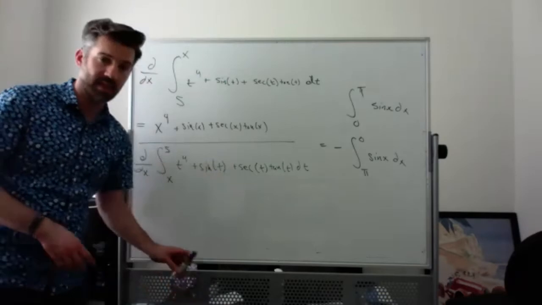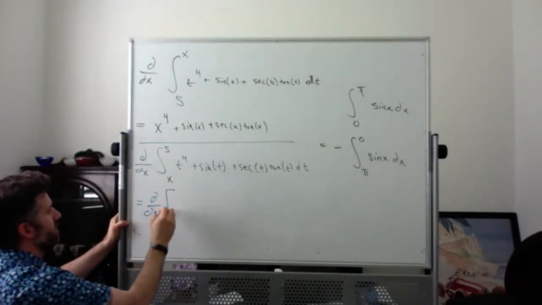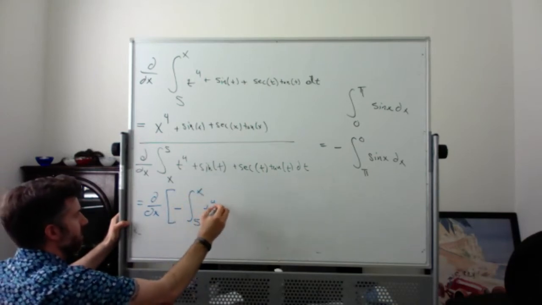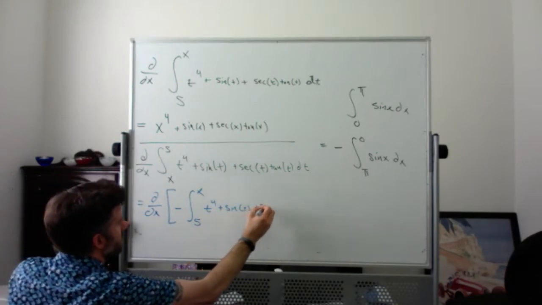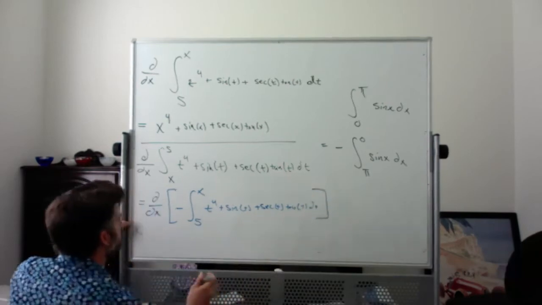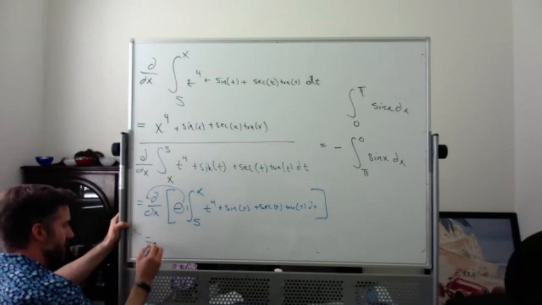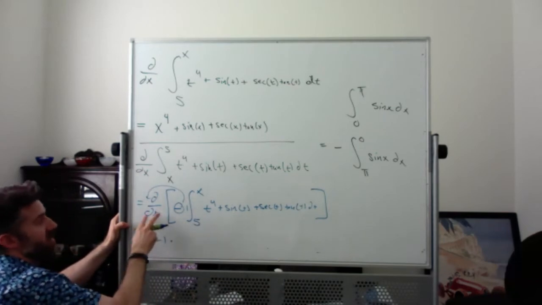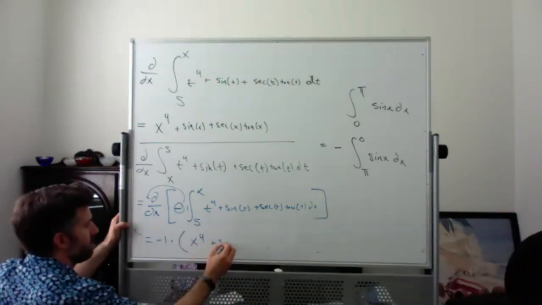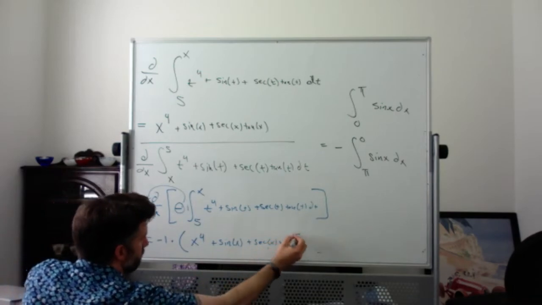The longer route to get there is to say that what I'm really doing is taking the derivative of the negative of the integral from 5 to x of t to the 4th plus sine of t plus secant of t tangent of t. But then that negative constant, that's a negative 1, can come out in front of the integral, and I'm getting negative 1 times the derivative of the integral, which is just what we know it is: x to the 4th plus sine of x plus secant of x tangent of x.